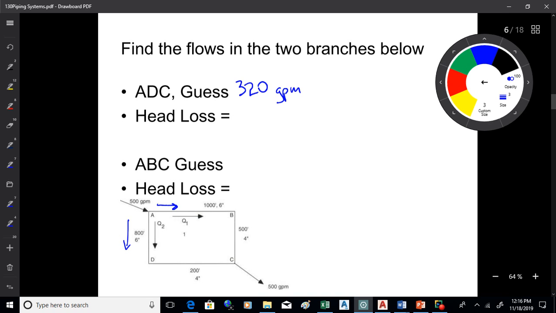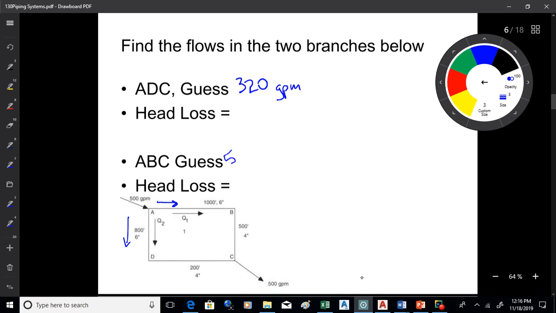If it's 320 from A to D to C, what would it be for A to B to C, if the total's 500? We've got a total of 500. We're guessing 320 goes from A to D to C. So that means we're going to have 180 from A to B to C. You all with me there? Then the two will add up to be 500. That's just a guess. I don't know if that's good or not, but let's find out.